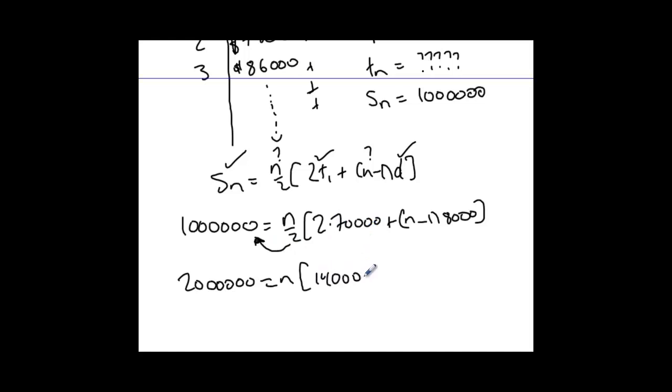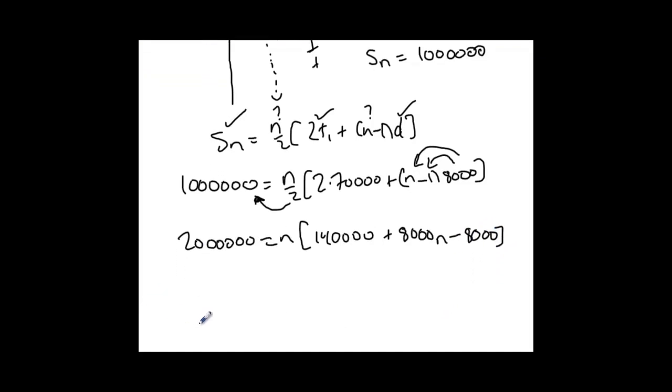Now that that 2's gone, let's combine some stuff. 2 times 70,000 will be 140,000. And then again, this is why we did our algebra unit. This 80,000 needs to get FOILed. So you're going to have 80,000 n minus 80,000.